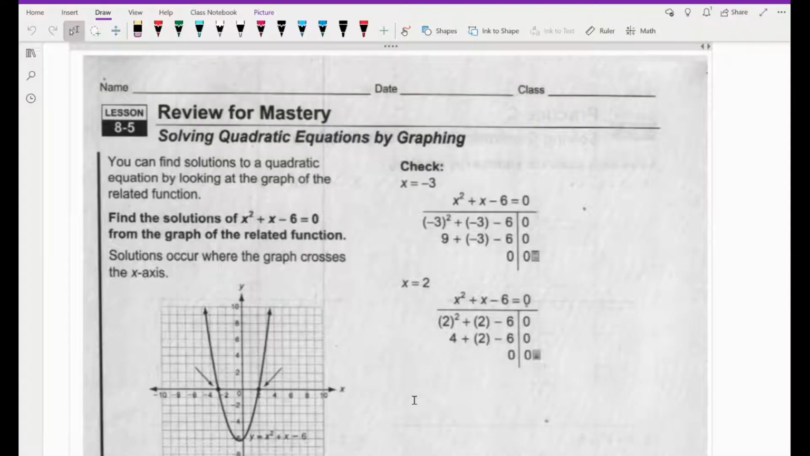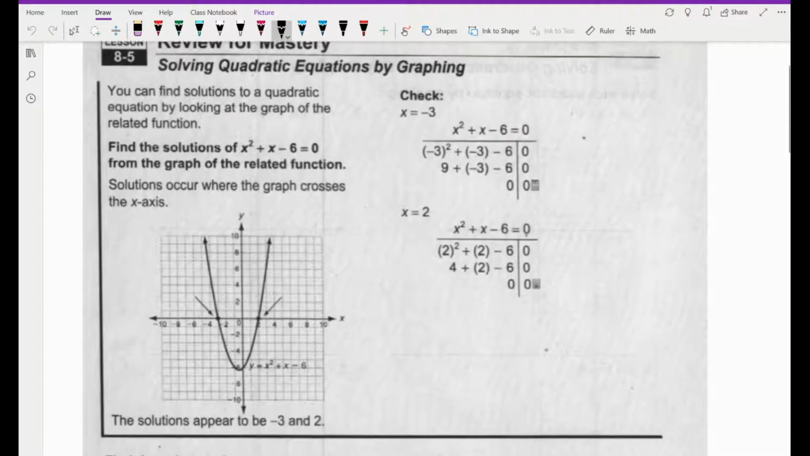Welcome, class. In this video, we're going to go over lesson 8.5, solving quadratic equations by graphing. Now, in this worksheet, there won't be that much graphing that actually needs to be done, more so in your book problems. But on these worksheets, it'll be simplified.